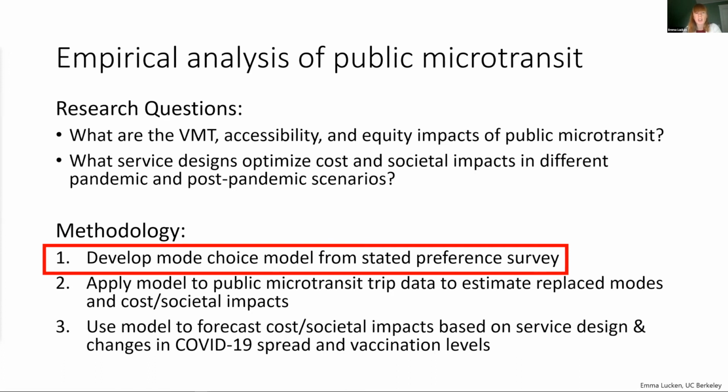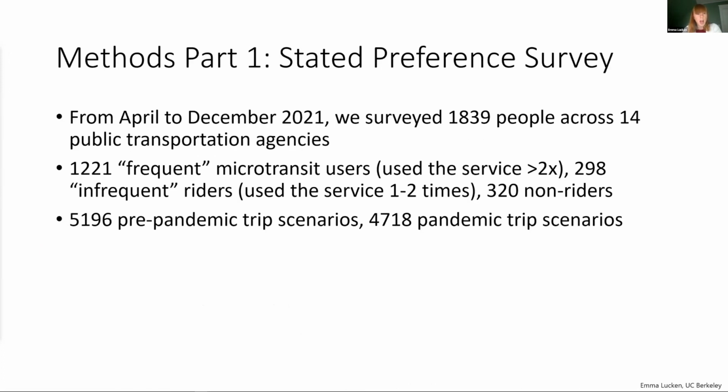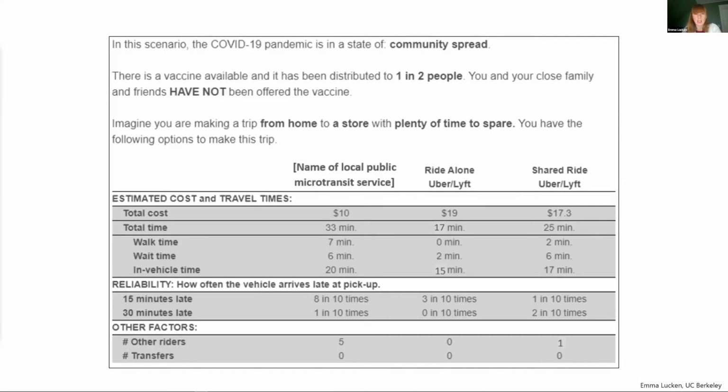So first I'll talk about the mode choice model and the survey. From April to December 2021, we surveyed just over 1,800 people across 14 of these public transit agencies that offered a microtransit service. About two-thirds of those were people who had used the service more than twice, about 300 had used it once or twice, and 300 hadn't used it at all. Each person answered up to 6 scenarios, 3 pre-pandemic scenarios and then 3 scenarios set during the pandemic. And this is just an example of what was seen in the survey. So this would be an example of a pandemic scenario.